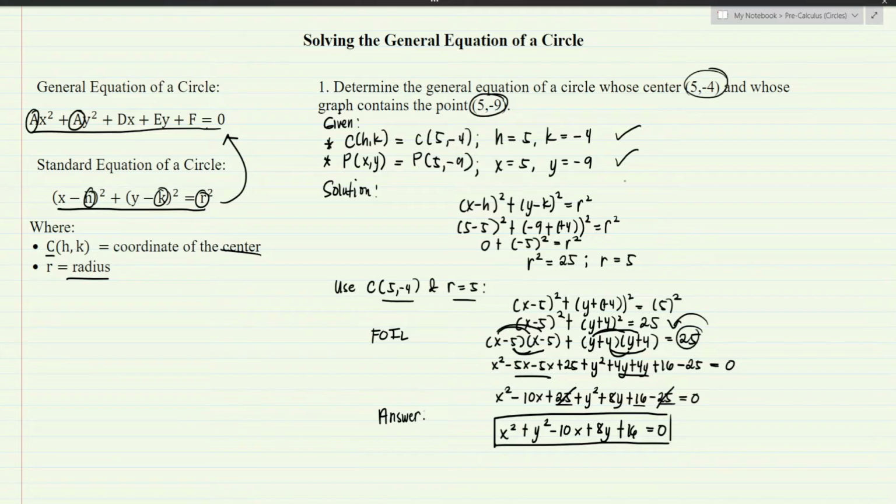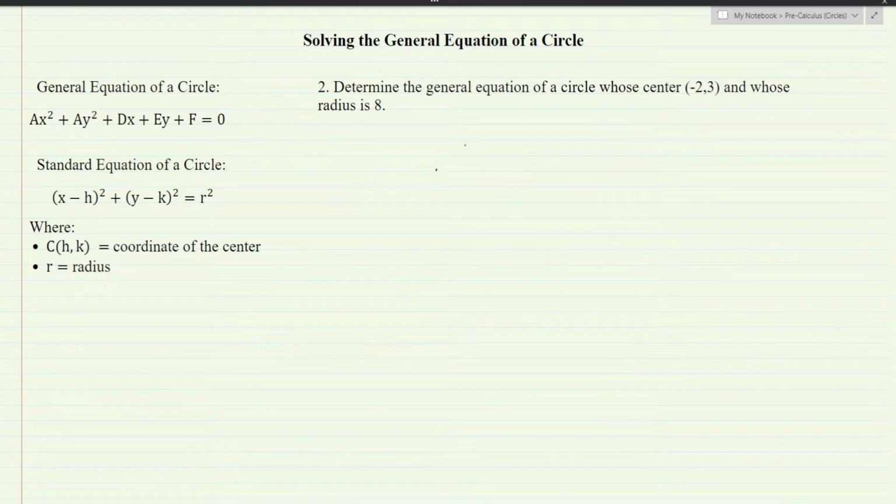Let's now solve problem number 2. For problem number 2, determine the general equation of the circle whose center is at negative 2, 3 and whose radius is 8. Now for this problem, we have the center of the circle at negative 2, 3. And it means our h here would be negative 2 and our k would be equal to positive 3.